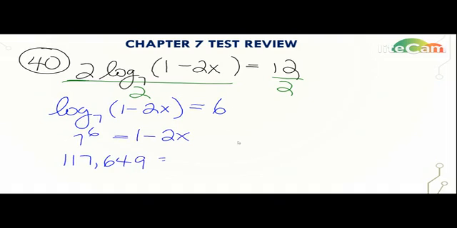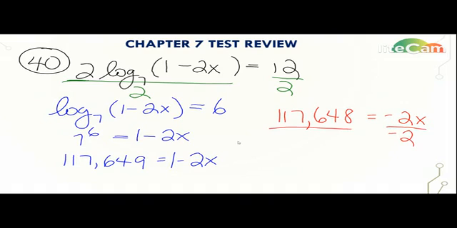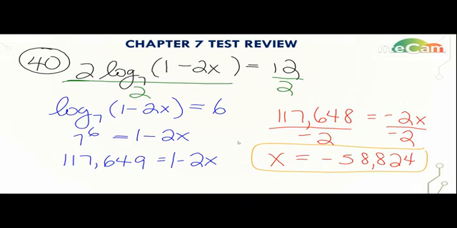7 to the 6, right there. That's going to give me a big number. 117,649 equals 1 minus 2x. Subtract the 1 over, that'll give me negative 117,648. And then I'm going to divide by the negative 2. So the answer is x equals 58,824. Yep, if the number seems weird, you need to go with it.